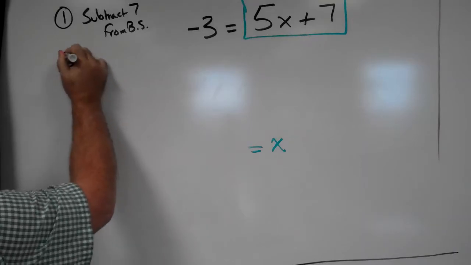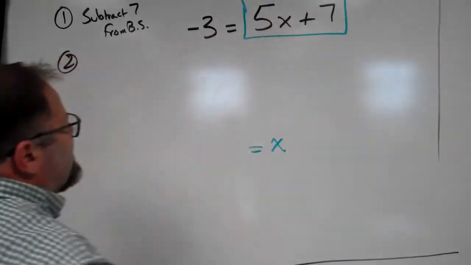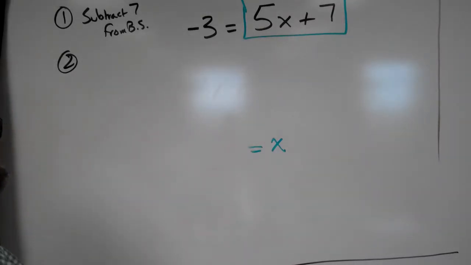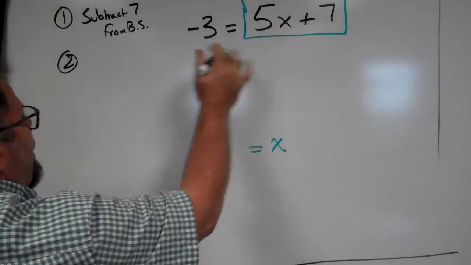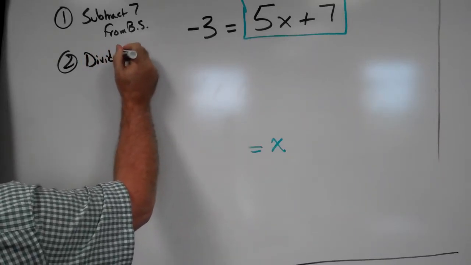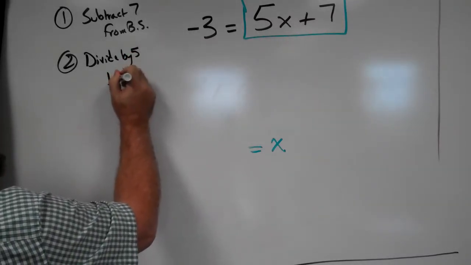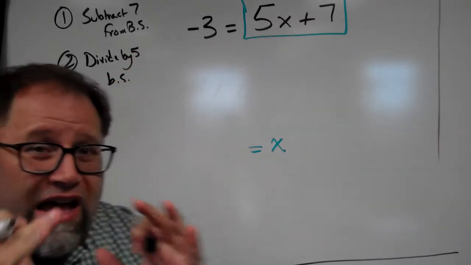Then the second thing, I'm going to look at that coefficient. I put second up there, it might be too high. I'm going to have to divide off that 5. So divide by 5, both sides. That both sides thinking matters.